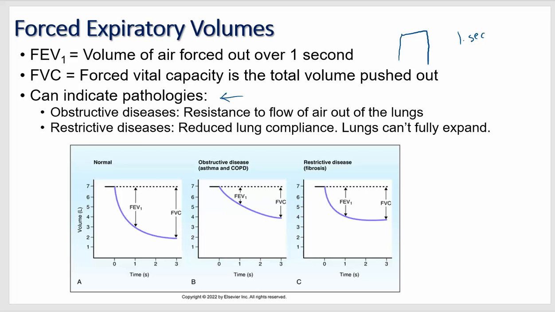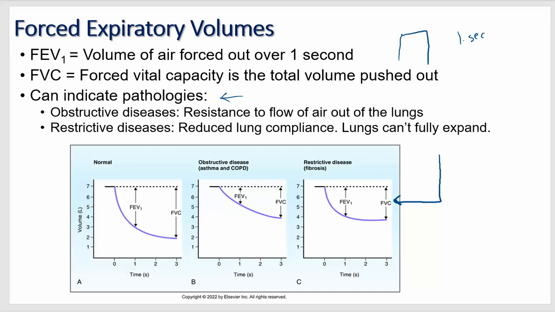If you have an obstructive disease, that means that something is obstructing the flow of air out of your lungs. For some reason, you can't push air out of your lungs. It could be bronchitis, asthma, anything like that. And then you have restrictive diseases, and restrictive diseases mean that the lungs can't fully expand, which means your vital capacity is going to be affected.